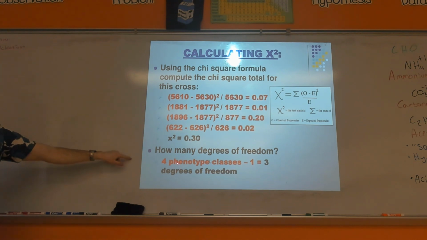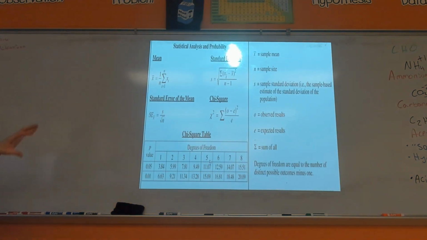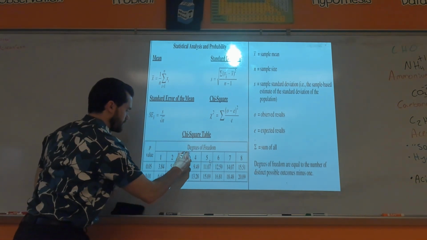Because we had 4 phenotypes, you do the number of groups, number of phenotypes, minus 1. So you have 3 degrees of freedom. So kind of bring it all together. This is the actual AP exam formula sheet, what it would look like. We ran our chi-square test. We determined that you had 3 degrees of freedom.